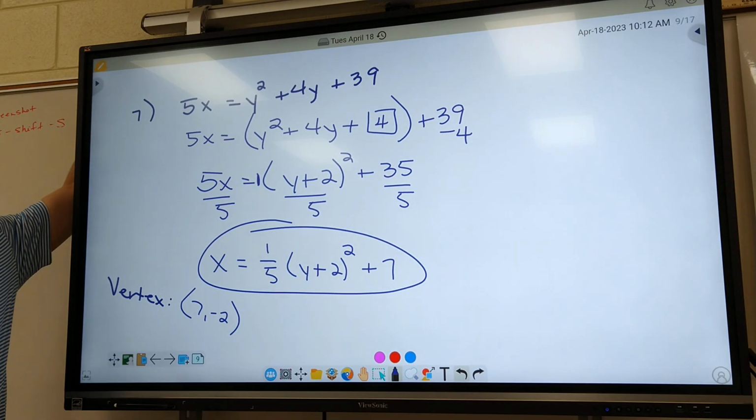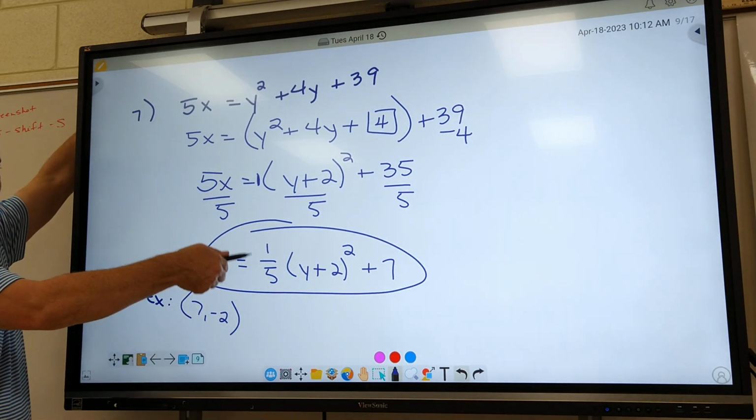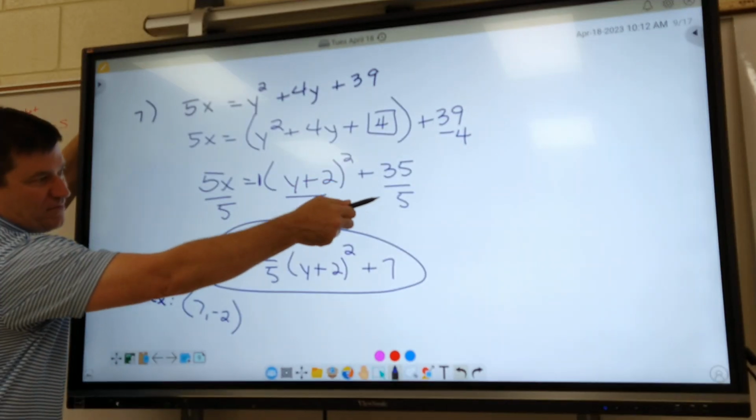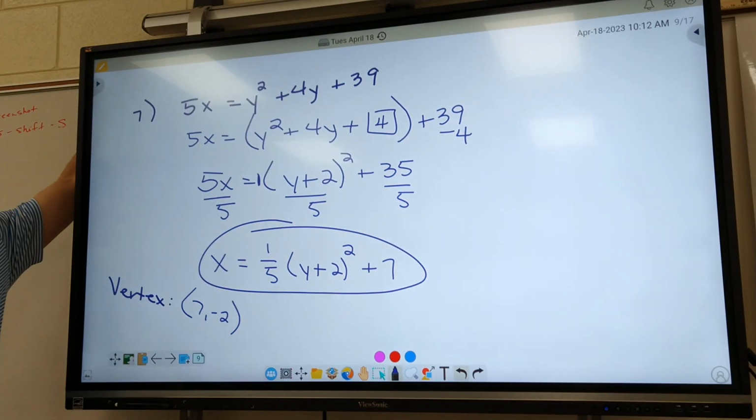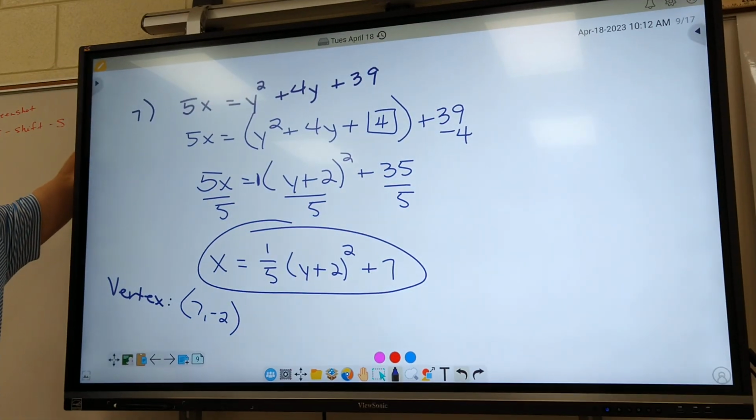Okay. So it's just one extra step, guys. Just putting this 1/5 here, and then 35 divided by 5 is 7. Other than that, it's just like what you've been doing.